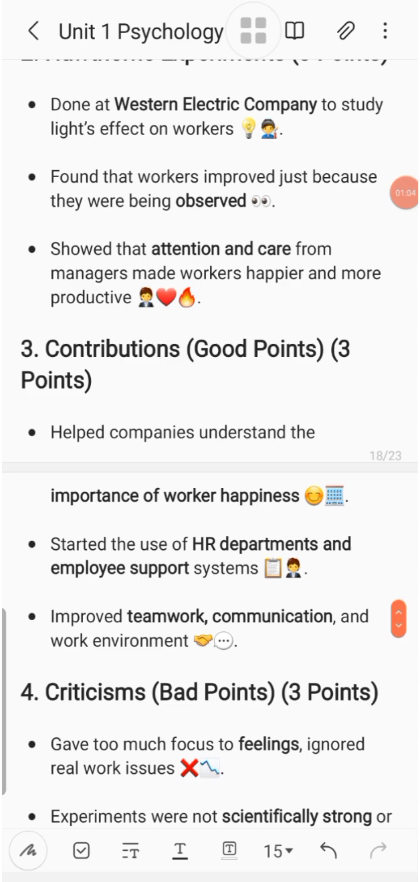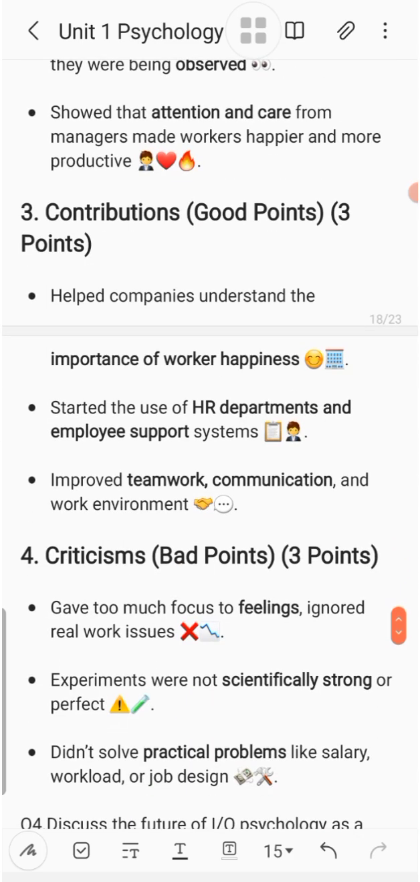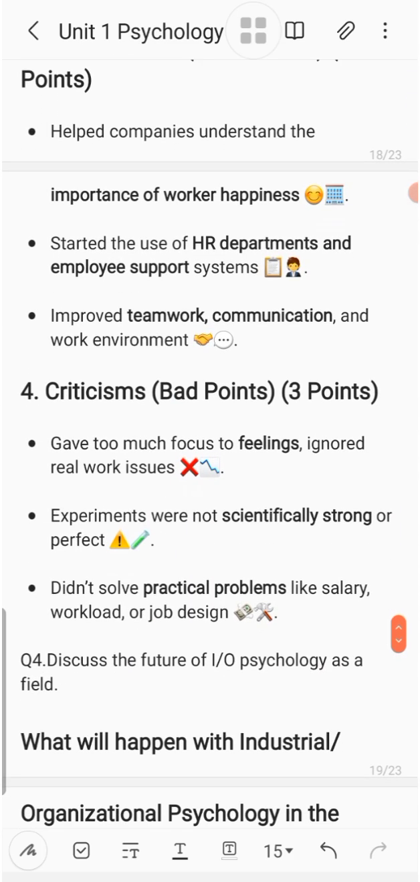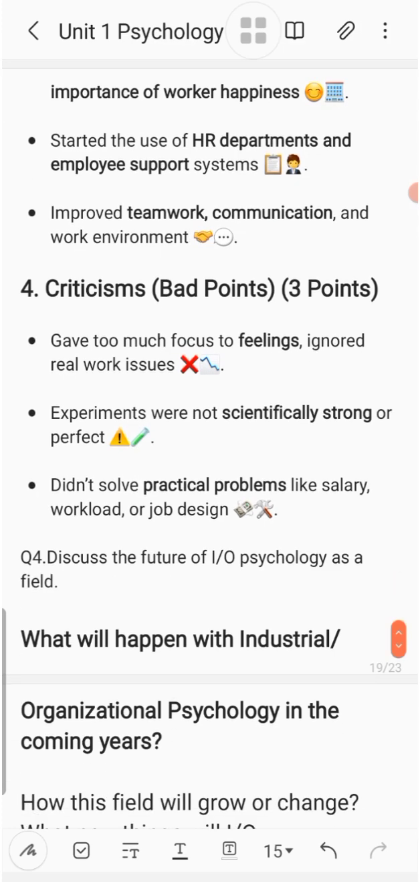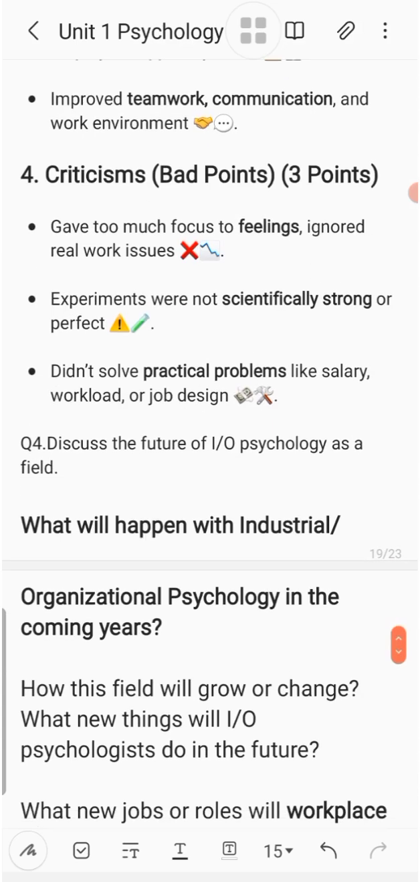Third, contributions: helped companies understand the importance of workers' happiness, started the use of HR departments and employee support systems, improved teamwork, communication, and work environment. Criticisms: gave too much focus to feelings, ignored real work issues. Experiments were not scientifically strong or perfect, didn't solve practical problems like salary, workload or job design.